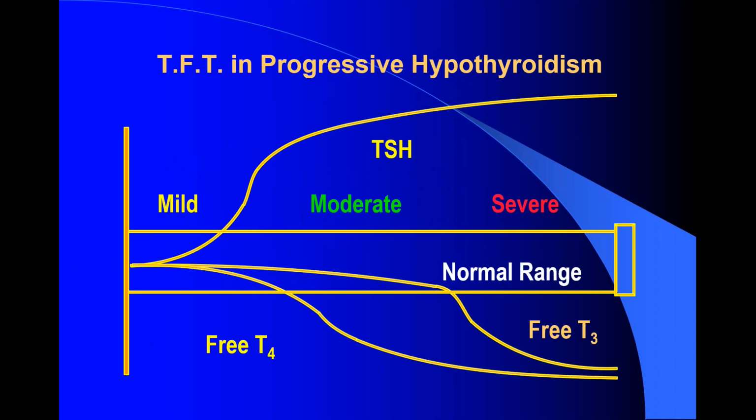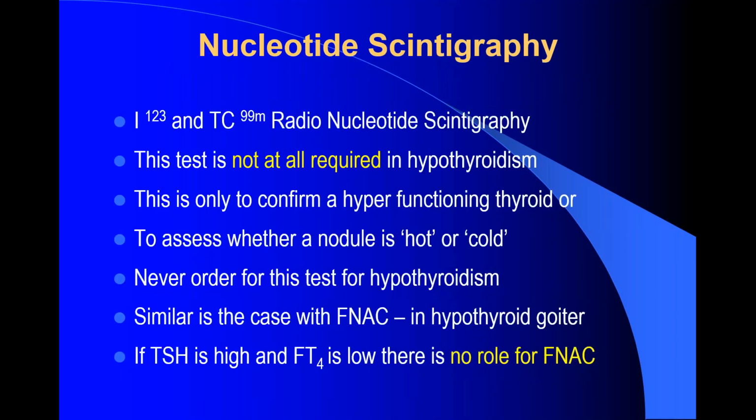So you will see in hypothyroidism, in mild cases, TSH rises initially at a very high pace, and then it sometimes plateaus. Similarly, T3, T4 initially decline and then it forms like this. So TSH will increase and T3, T4 will decrease in hypothyroidism.